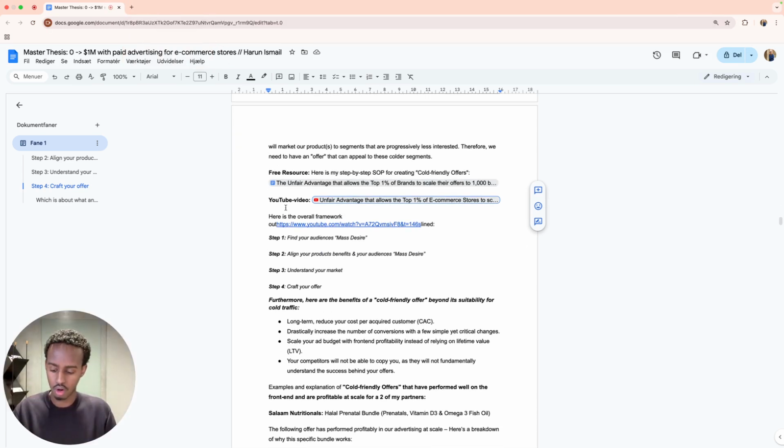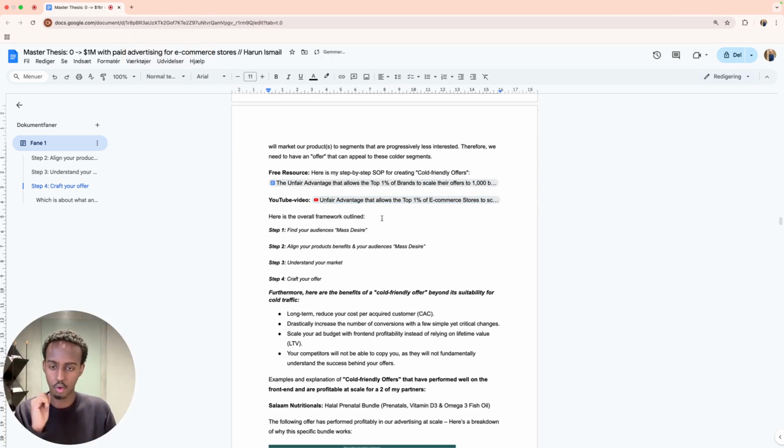But here's the overall framework outlined. Step number 1, find your audience mass desire. Step number 2, align your product's benefits and your audience mass desire so they can see by purchasing your product, they fulfill their mass desire. Step number 3, understand your market. Step number 4, craft your offer.